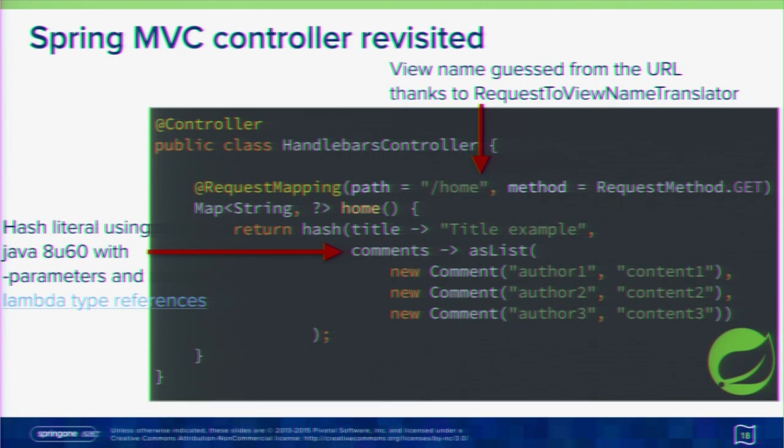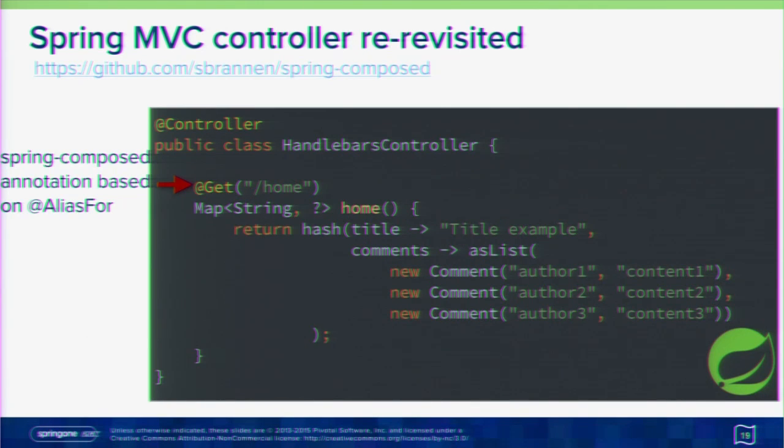The view name is guessed from the request URL thanks to the request to view name translator. That's a quite old Spring MVC feature. It's here for a very long time. But we can do even better. Spring Framework 4.2 introduces support for annotation aliases thanks to the new @AliasFor annotation.